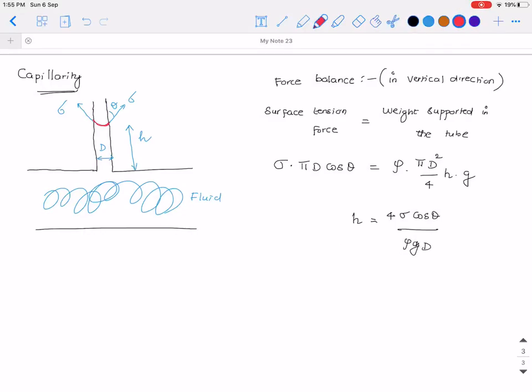Okay, so that is the formula for the capillary rise. So when the diameter of the tube is getting smaller and smaller, the capillary rise height will increase. Okay, this is as expected.